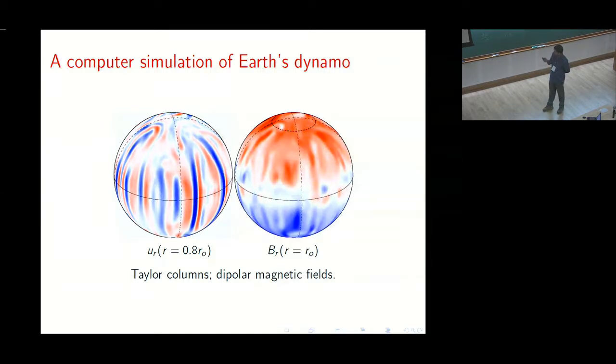So this is, for beginners, what a computer simulation of the Earth's dynamo looks like. So these columns are actually shown on spherical surfaces. The blue ones are sinking fluid, radially sinking fluid, and the red ones are the fluid which comes out. So these columns, which are often called Taylor columns, are considered to be essential for the north-south dipolar symmetry of the Earth's magnetic field, which is borne out by observations. Although the Earth's magnetic field is not a perfect dipole, it has got a significant dipolar component.